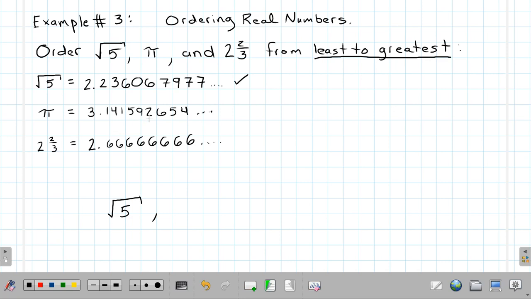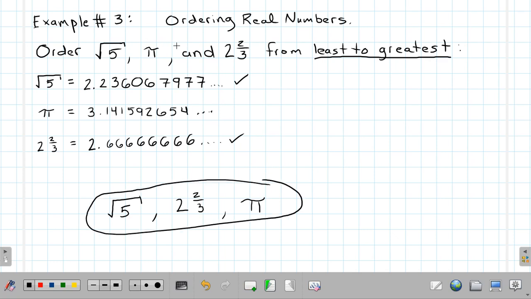Well, once again, which is the next least number? Well, which is lower, 3 or 2? So it has to be the 2 2/3. So the next number is the 2 2/3. And once again, that's because 3 is bigger than 2. We can tell right off the bat. And of course, when we get to the last number, that has to be the biggest number in this case. So pi is actually the biggest number. So this is the ordering of these three numbers from least to greatest.